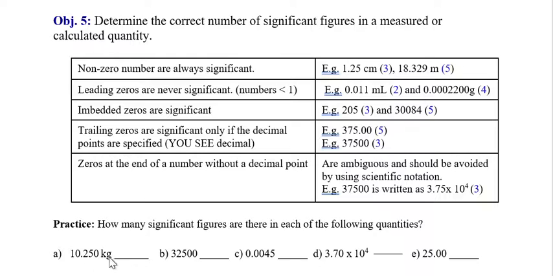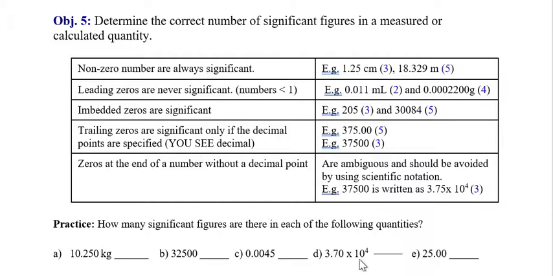So in this case, I have 5 significant figures. This number here, 32500, that's really similar to that one, of course. We're going to say that this only has 3 significant figures because I don't have a decimal place defining the accuracy. Here I have leading zeros. I don't have a 1 or a 2 on this side of the decimal point, so these are just leading zeros, and they're never significant. So this one is only going to have 2 significant figures.